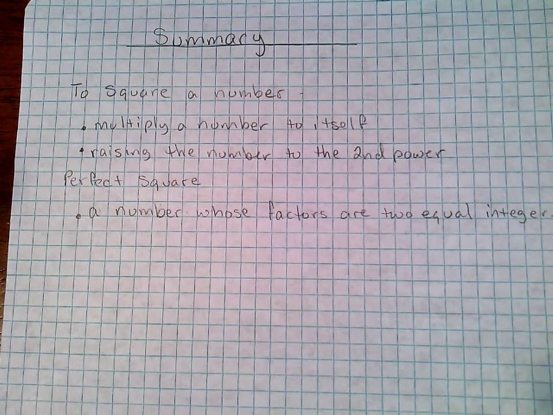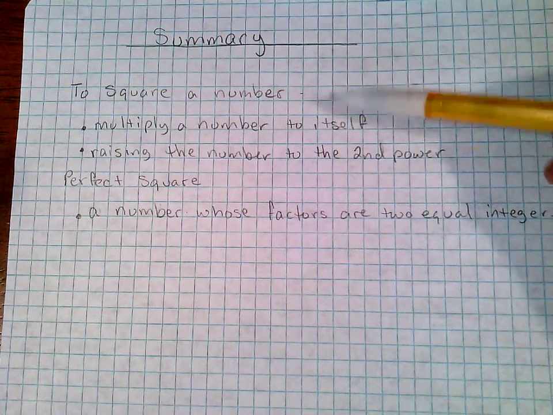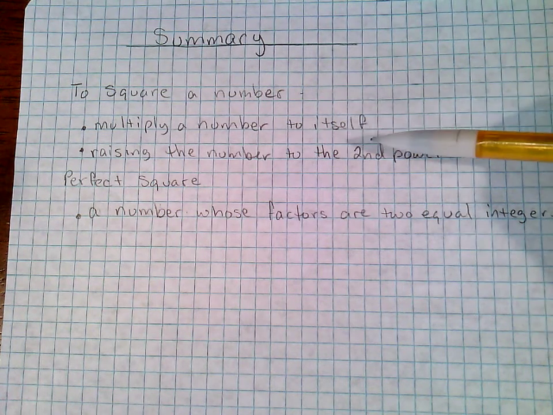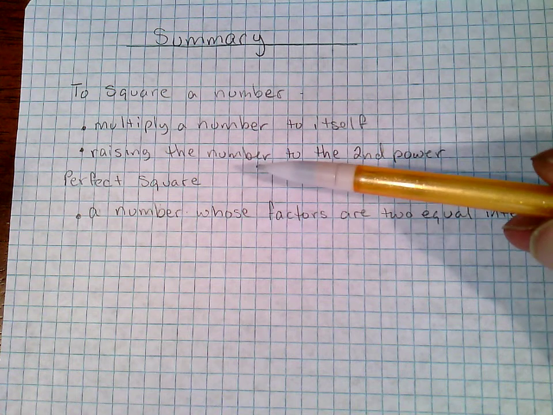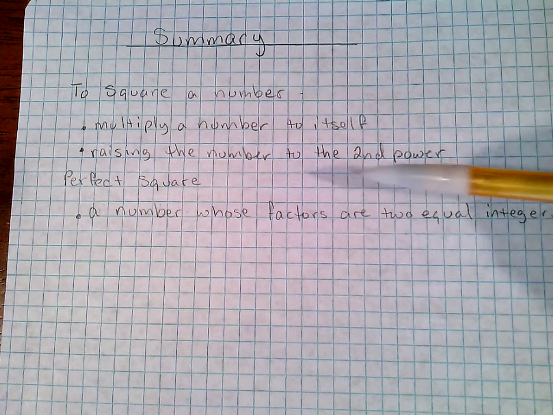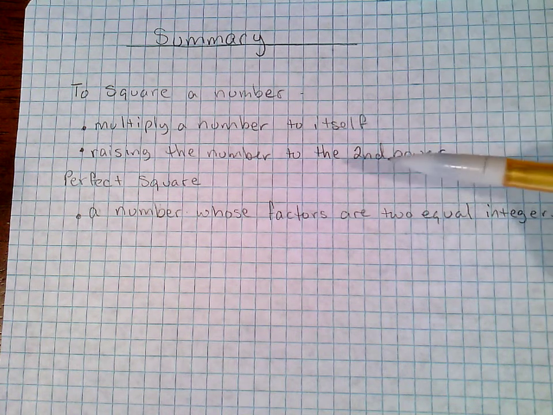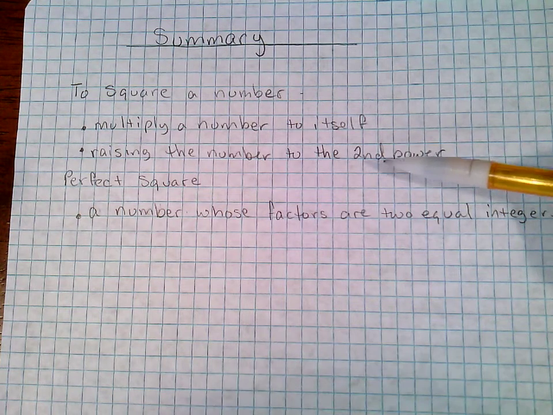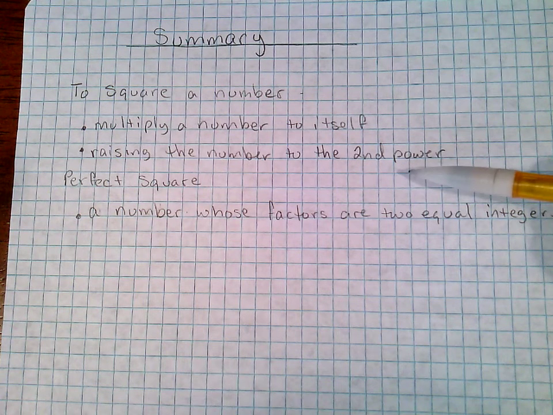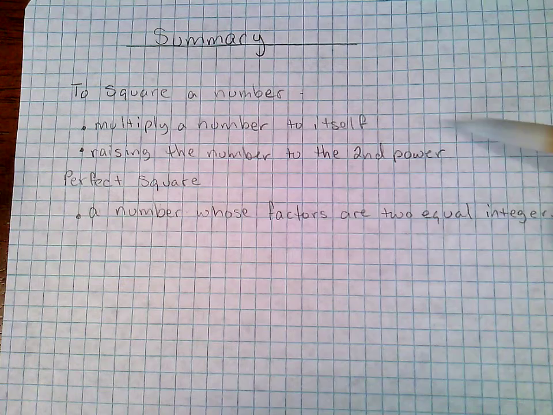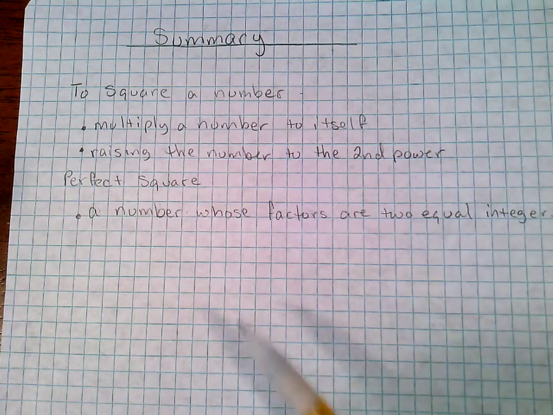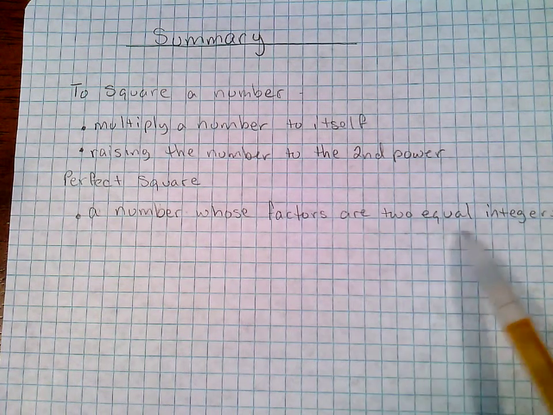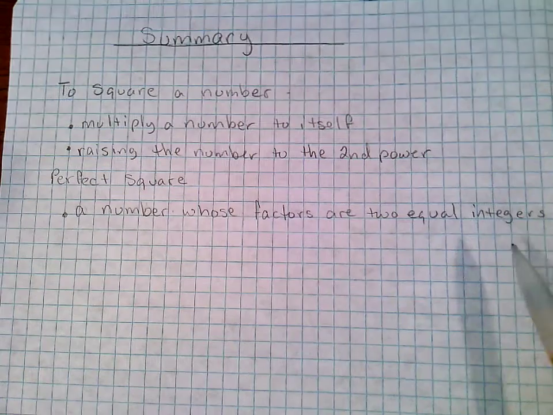So, in summary, to square a number, we multiply a number by itself, or we raise that number to the second power, right? We can create a square with base and height being equal. A perfect square is a number whose factors are two equal integers, all right?